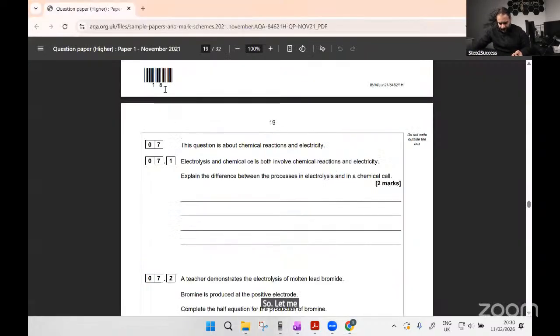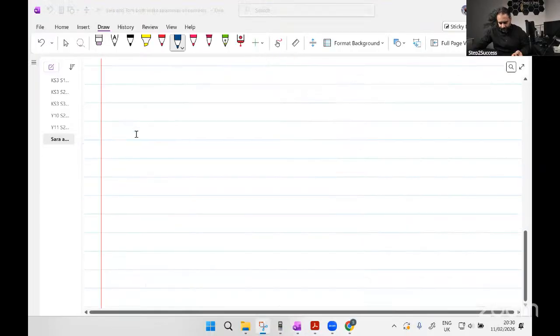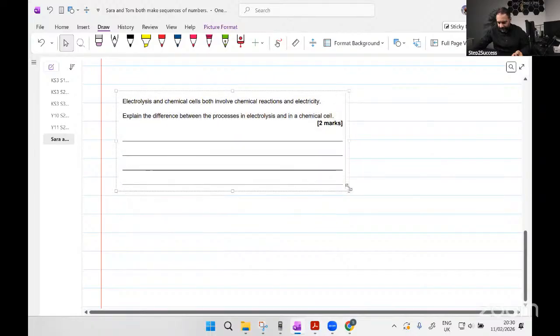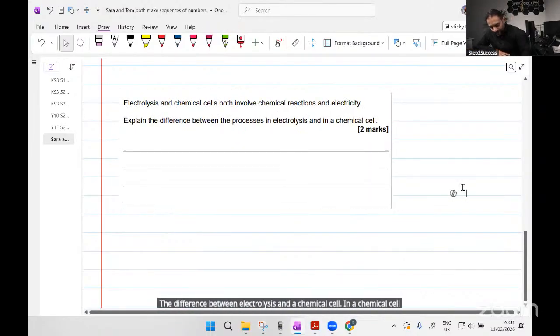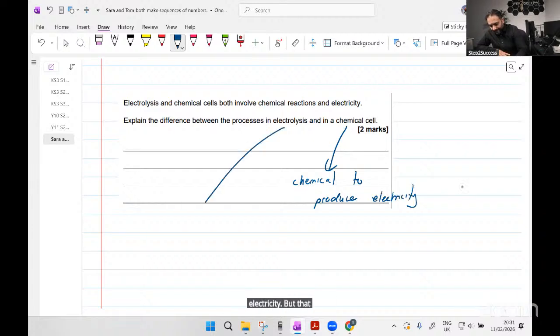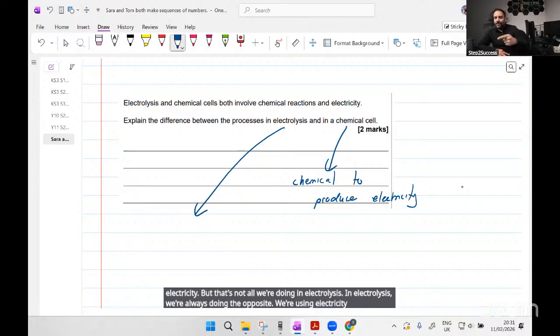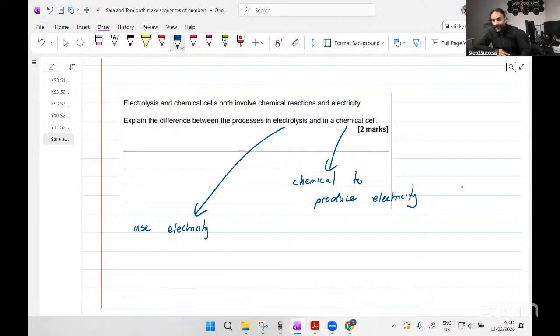Let me put this over here. The difference between electrolysis and a chemical cell. In a chemical cell, we use a chemical reaction to produce electricity. But that's not what we're doing in electrolysis. In electrolysis, we're almost doing the opposite. We're using electricity to produce a chemical reaction. And that chemical reaction is like the splitting of the compound. That's the whole point of electrolysis.